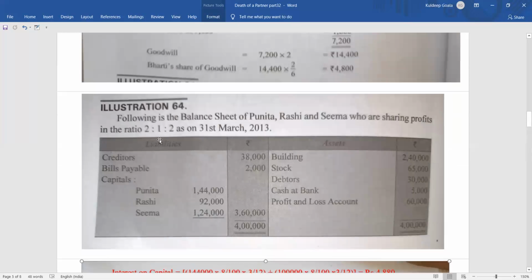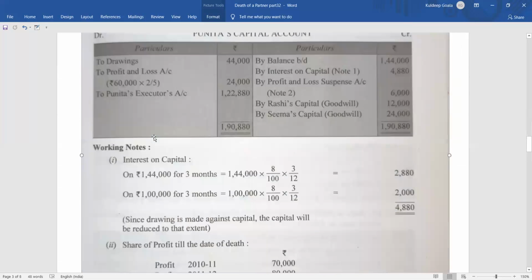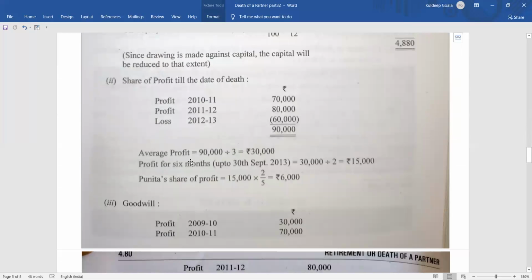It was 2 by 5, right? 2 by 5. For how many months? 6 months. So 2 by 5 into 6 by 12. So you can see here, average profit is 30,000. Okay, 30,000 into, you can do directly like this, 30,000 into 2 by 5 into 6 by 12. It will come 6,000. Okay, you can do this way or the other way as I'm telling.